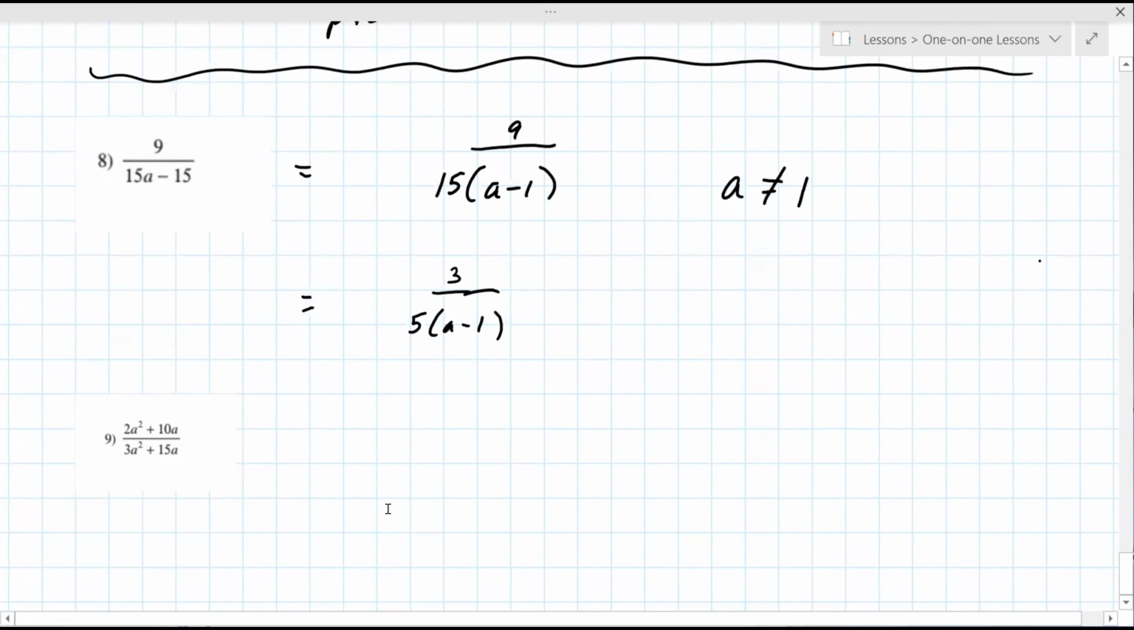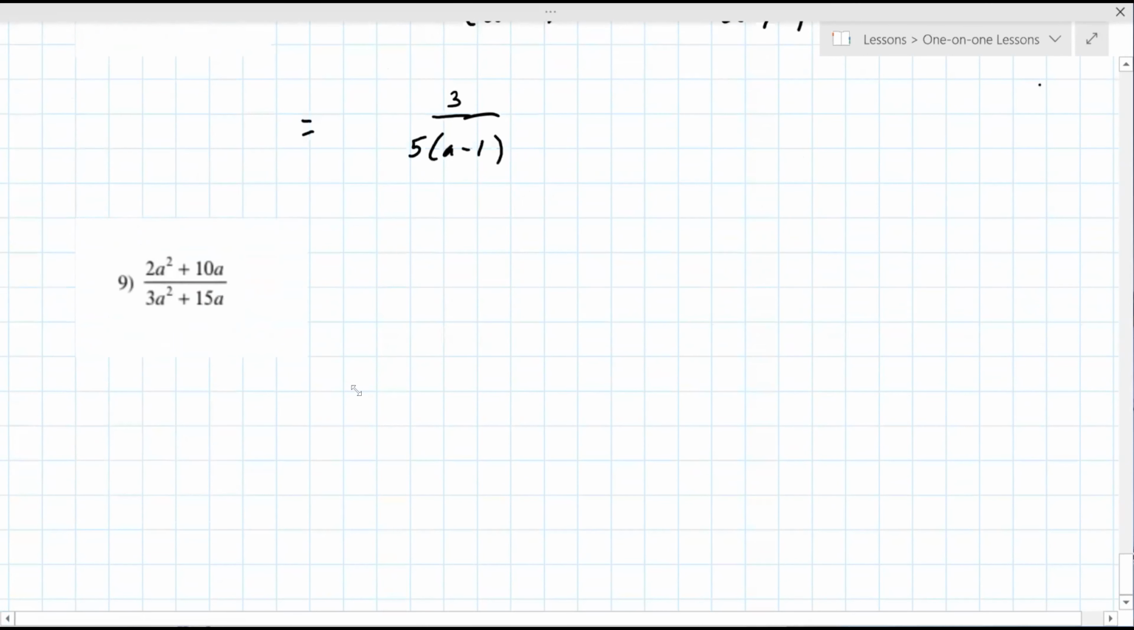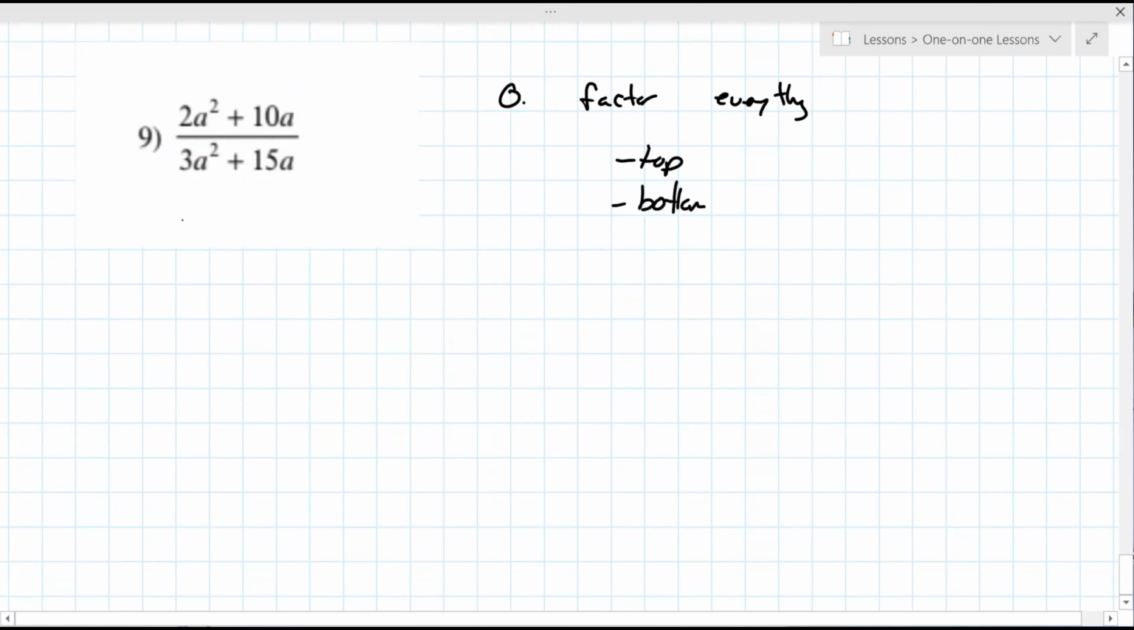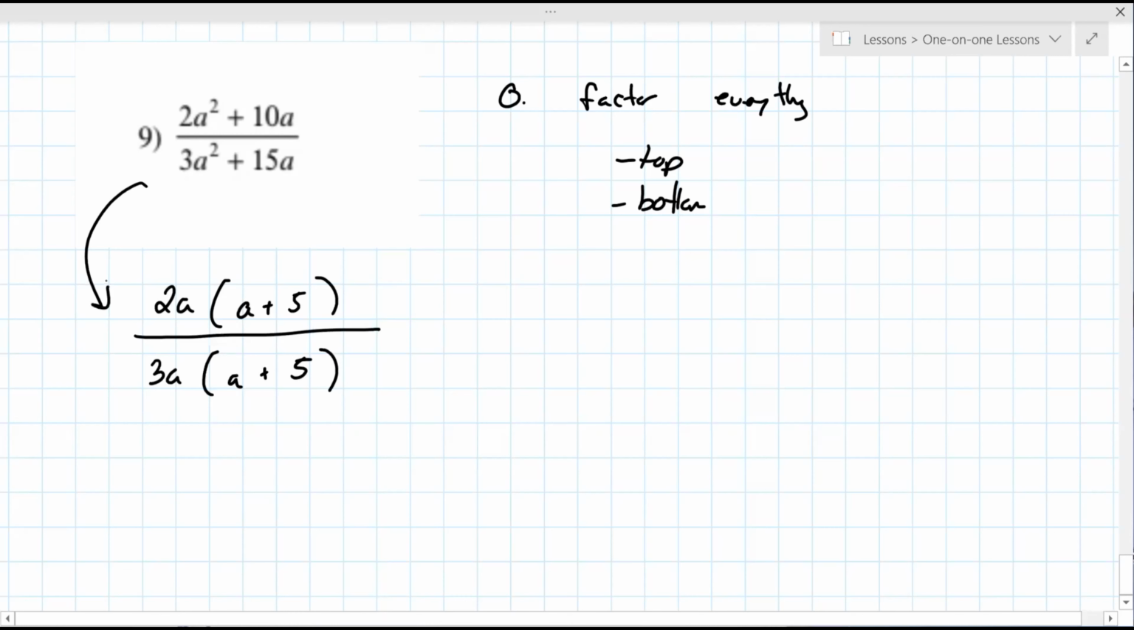So 9 here has a lot more going on. This is the first time you're going to have to do stuff to both the top and the bottom. I feel like I keep contradicting myself, but there's really a step 0, which is to factor everything first. You're not simplifying. Factoring can in some ways make it worse. We've mostly been focusing on the bottom, but really you need to factor both the top and the bottom. At the top, there's a 2a in both, and at the bottom, there's a 3a in both. So the top and the bottom cancel like that? No, we don't do that yet.